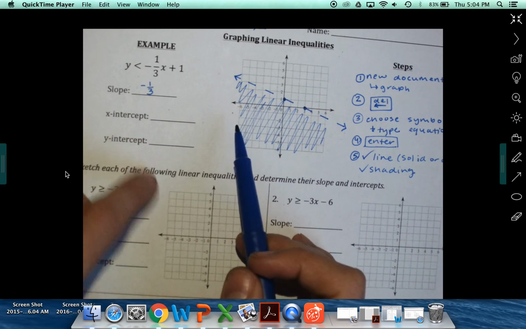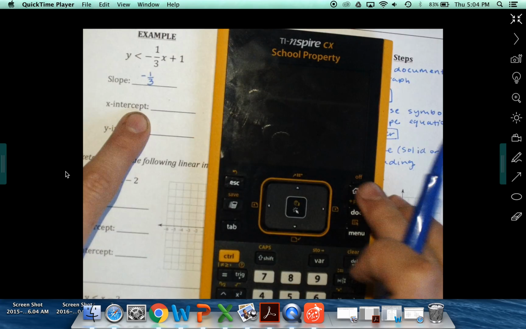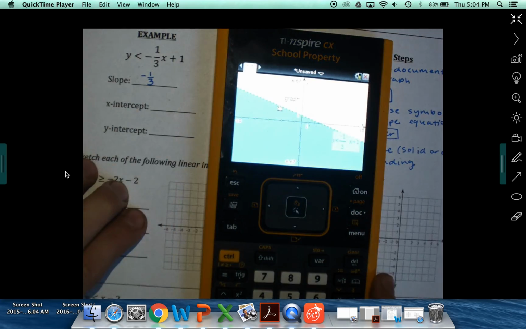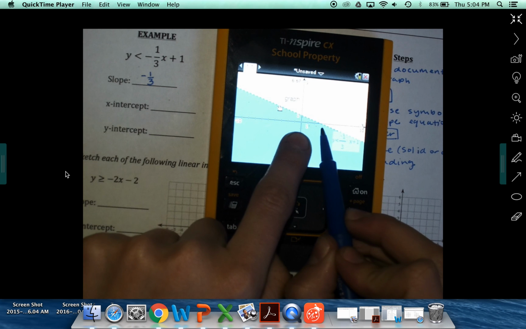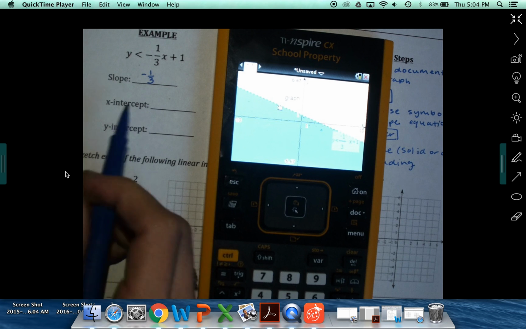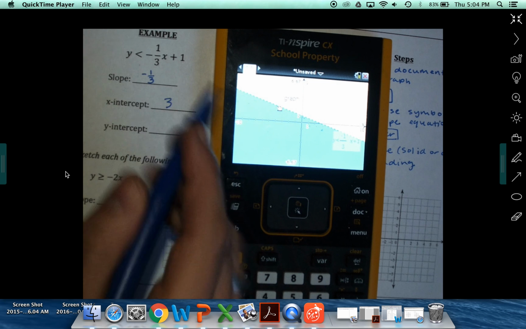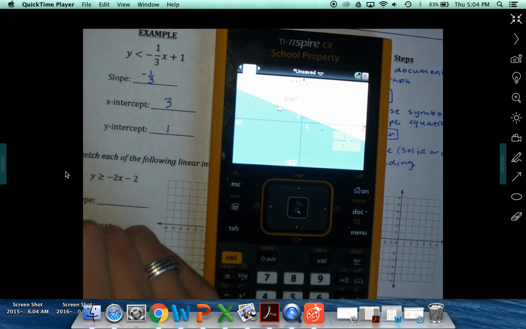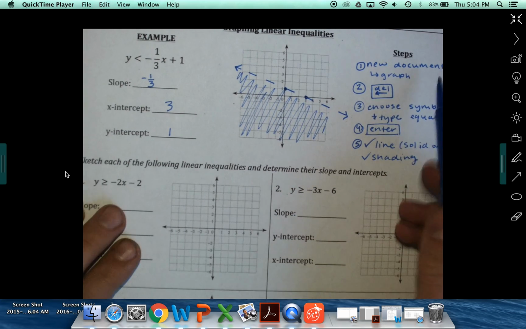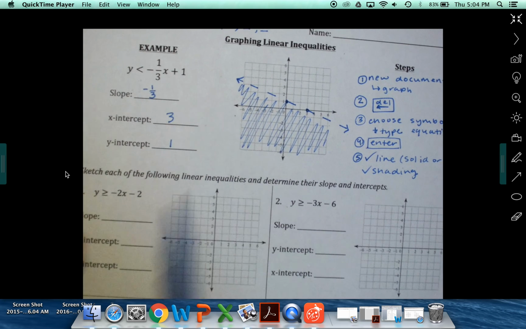Now you can look on your calculator. There it is. It crosses my x-axis at 3 and my y-axis at 1. So the x-intercept was 3, and the y-intercept in this case was a positive 1. Okay, so now I'm done. We've got your steps over here, our slope and our intercepts, and then just a really quick sketch of our graph.